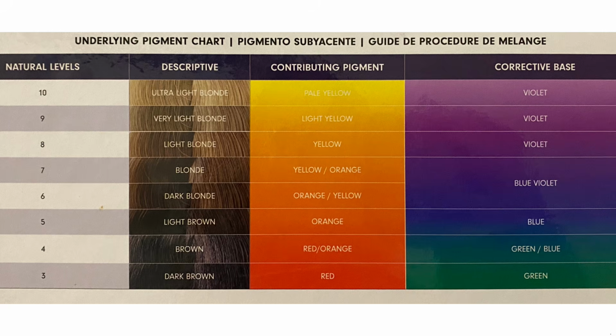So this chart on the screen shows the underlying warm pigment that lives underneath each hair color level, as well as what tone you need to use to correct it. So if your goal is to lighten the hair to a 7 with a neutral or a cool shade, then you're going to need to use a color that has a blue-violet base, which is normally like a beige, to neutralize or cancel out that warmth.